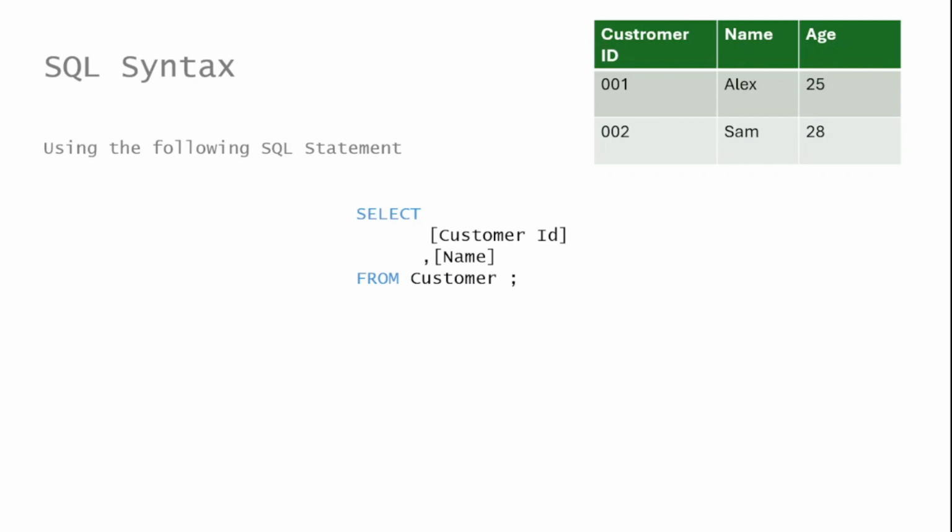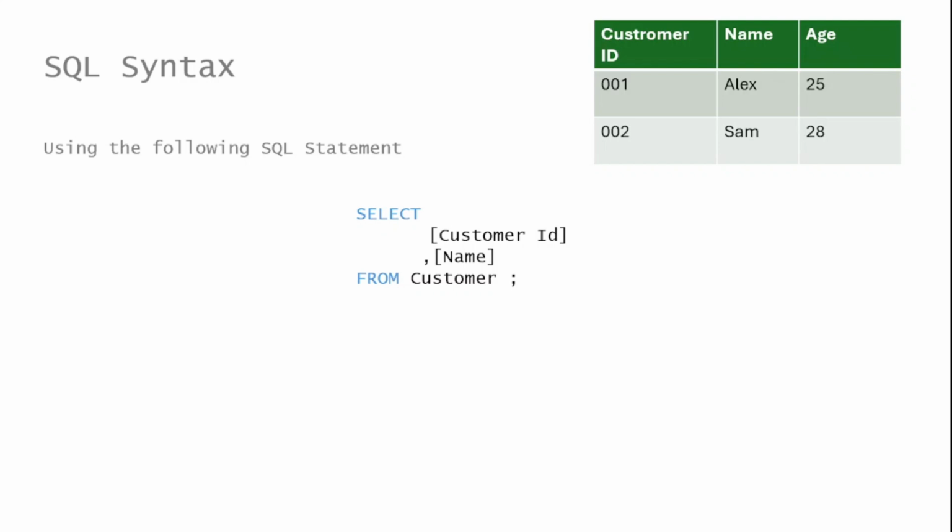SELECT customer_id, name FROM customers; Here's what each part means. Select tells the database what columns we want to see. From tells it which table we want the data to get pulled out from. And the semicolon at the end just marks the end of the command. You can skip it in many tools, but it's a good practice to include it.